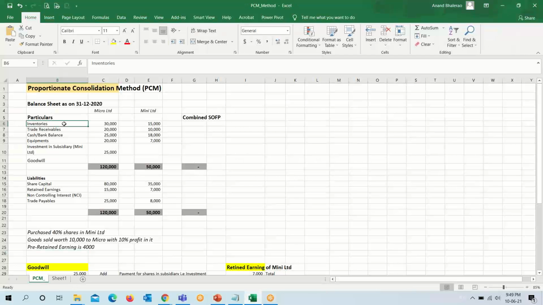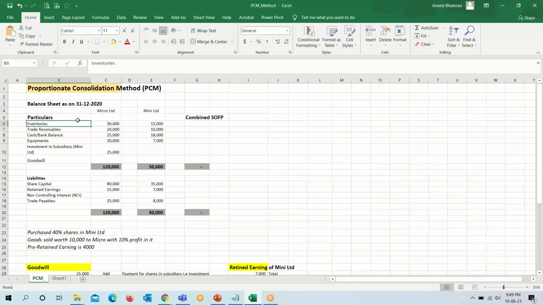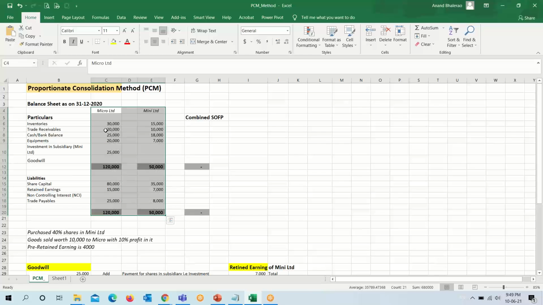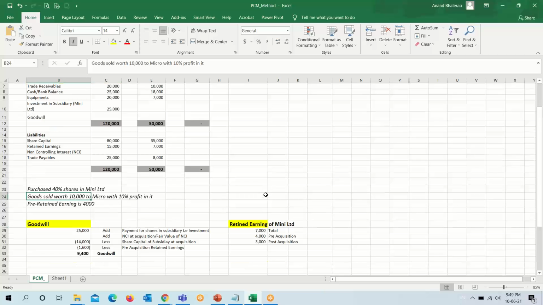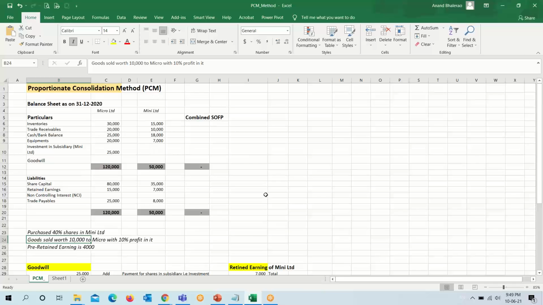Looking into the Excel example, these are the figures of two entities, Micro and Mini Limited. The additional information is: purchase 40% share in Mini Limited, and goods sold worth rupees 10,000 to Micro Limited with 10% profit in it. That is, Mini Limited has sold some goods to Micro Limited including 10% profit. So we have to deduct this profit element from our retained earning to present it in a combined consolidation statement.